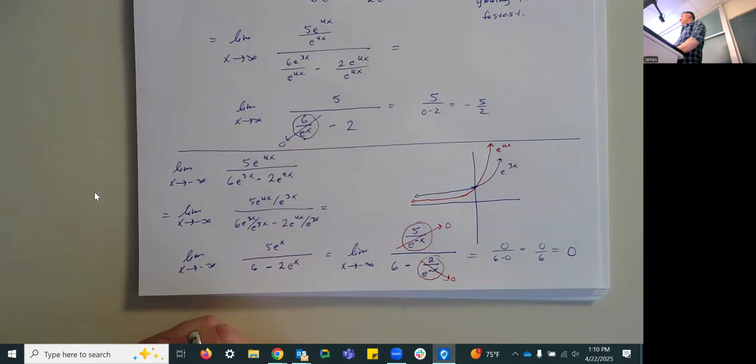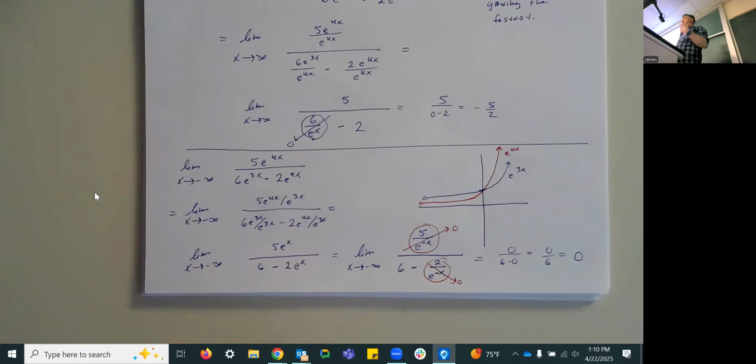Kind of funky. It's really funky, actually. But that's what I say is, if you have limits like this, where you have limit to infinity or negative infinity of e to the something, when you're going to infinity, you want to divide everything by e to the biggest thing that's in the exponent, that's in the denominator. And when you're going to negative infinity, you have to divide by the smaller thing, e to the smaller thing. That's the way to make this work. It's a little tricky. It takes practice.